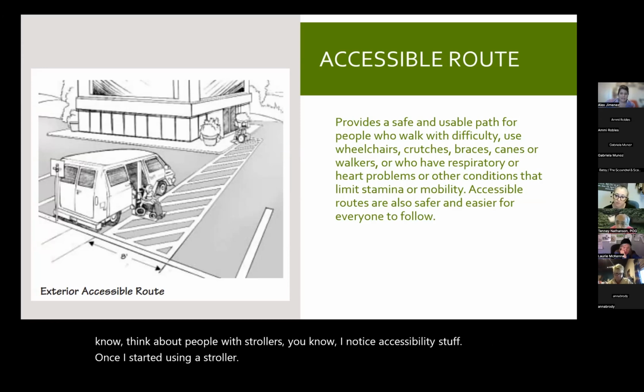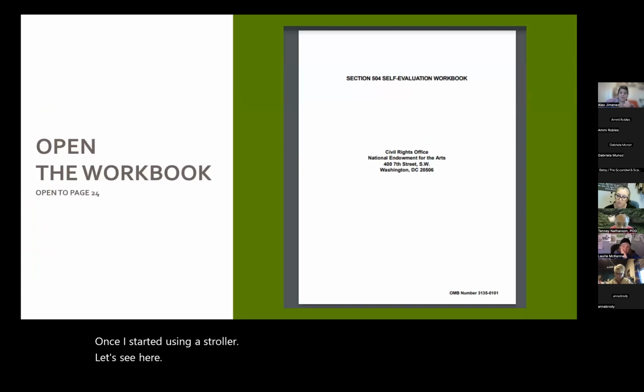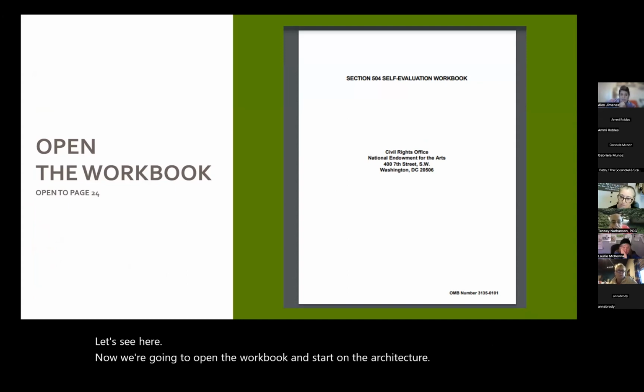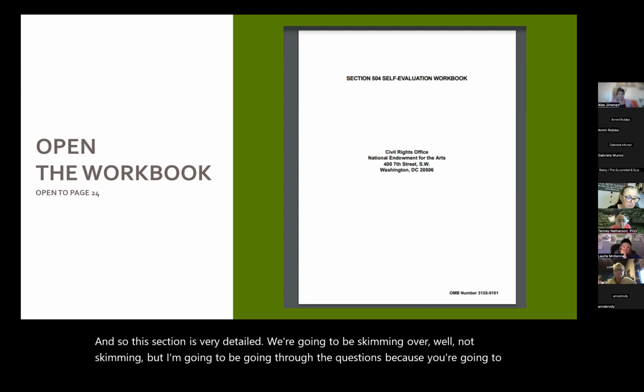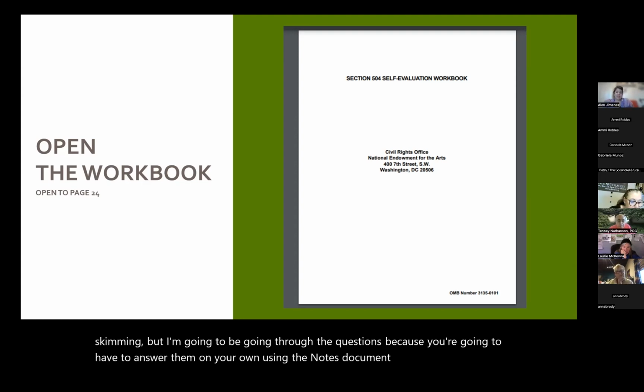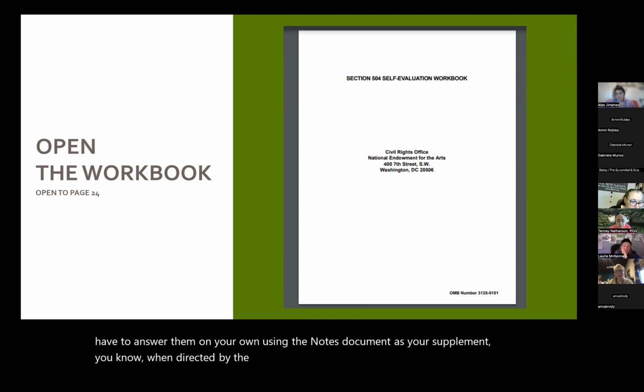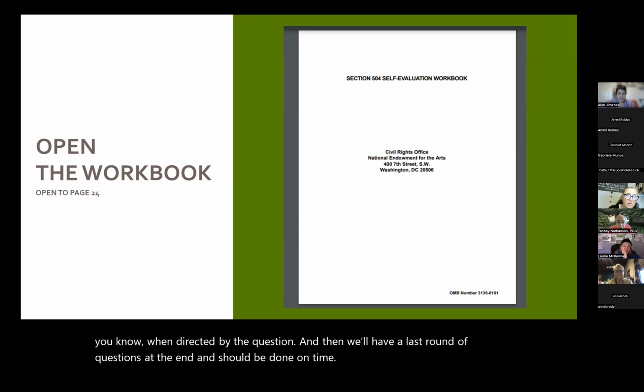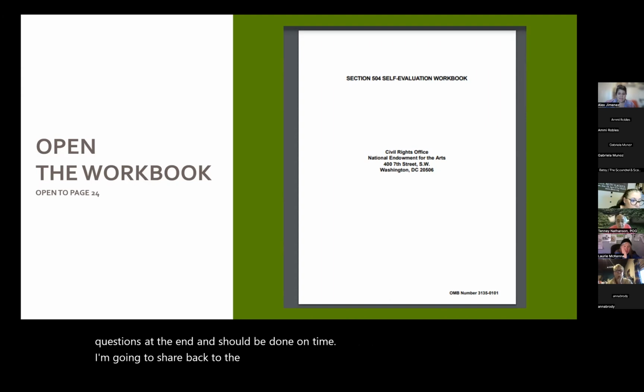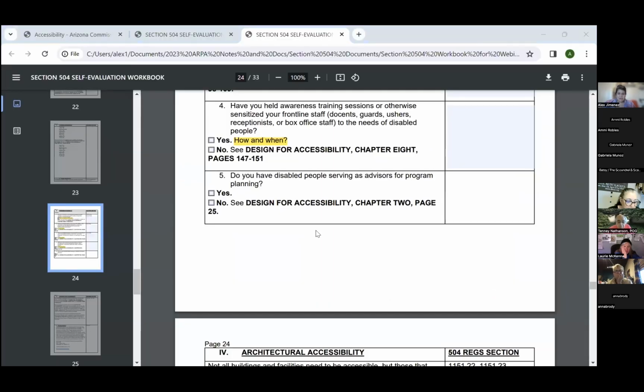Let's see here. Now we're going to open the workbook and start on architectural accessibility on page 24. This section is very detailed. I'm going to be going through the questions because you're going to have to answer them on your own using the notes document as your supplement, when directed by the question. Then we'll have a last round of questions at the end and should be done on time. I'm going to share back to the workbook. Thank you everyone for your patience and your time. I know this is dense, but hopefully illuminating.